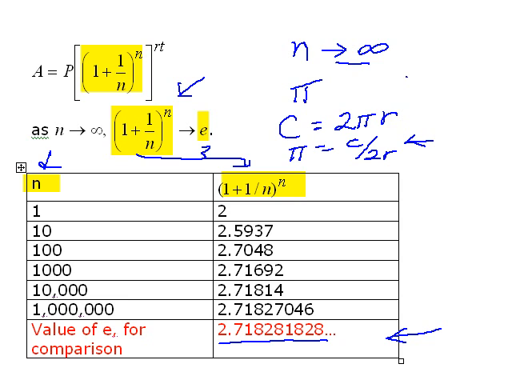So that would be, I'll put it right here, 1 plus 1 over n, or 1 over 1, raised to the first power. Well, 1 over 1 is 1, plus 1 is 2, 2 to the first power is 2. That's where I got that number. For the next one, I use 10, so this would be 1 plus 1 over 10, raised to the 10th power. Okay, what's 1 plus 1/10?